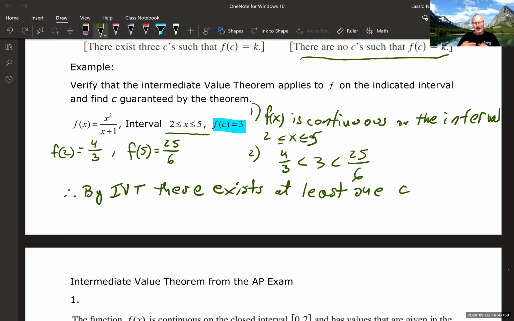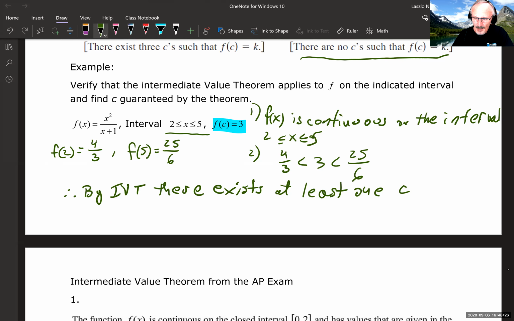The regurgitation of the theorem that F or even some other generically named function is continuous from A through B, you do not get credit for that. It's important that we students recognize that you need to pull the information from the problem to make sure that the person looking at your work understands that you are indeed in the problem being presented.